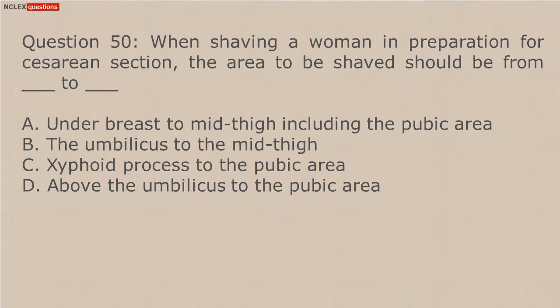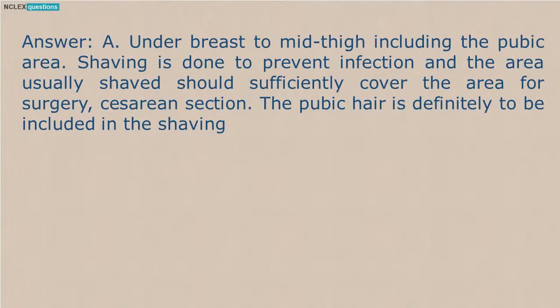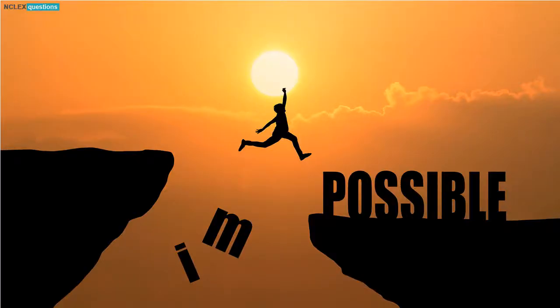Answer C. Floating. Question 49. The placenta should be delivered normally within underscore minutes after the delivery of the baby. A. 5 minutes. B. 30 minutes. C. 45 minutes. D. 60 minutes. Question 30. The second stage of labor begins with underscore.